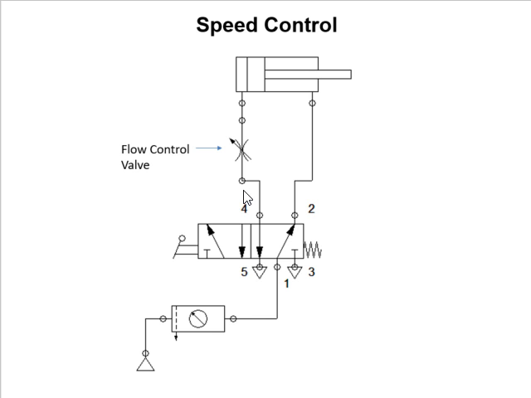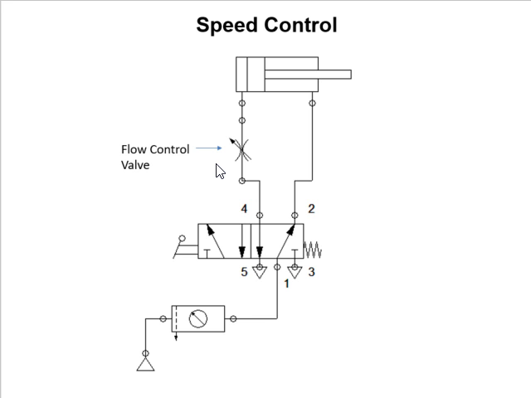Since this flow control valve controls the flow in both directions, the return speed also will get controlled. So if we use only a flow control valve, we control the speed in both directions, that is forward as well as return direction. But in many cases we require to control the speed of the actuator only in one direction. So for that purpose, in addition to this flow control valve, a check valve is used, and depending on the position of the check valve, it is called either a meter in circuit or a meter out circuit.